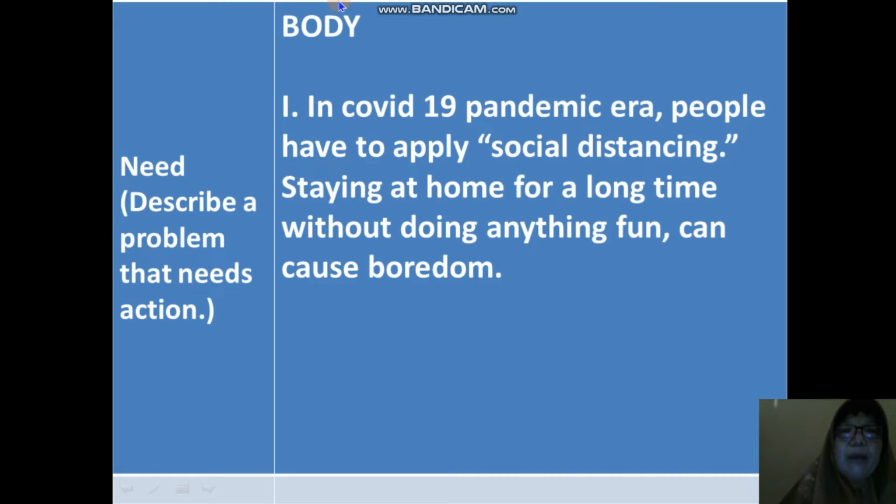And in the body of your persuasive speech, you have need. Here you describe a problem that needs action. I have a main idea here. In COVID-19 pandemic era, people have to apply social distancing. Staying at home for a long time without doing anything fun can cause boredom.